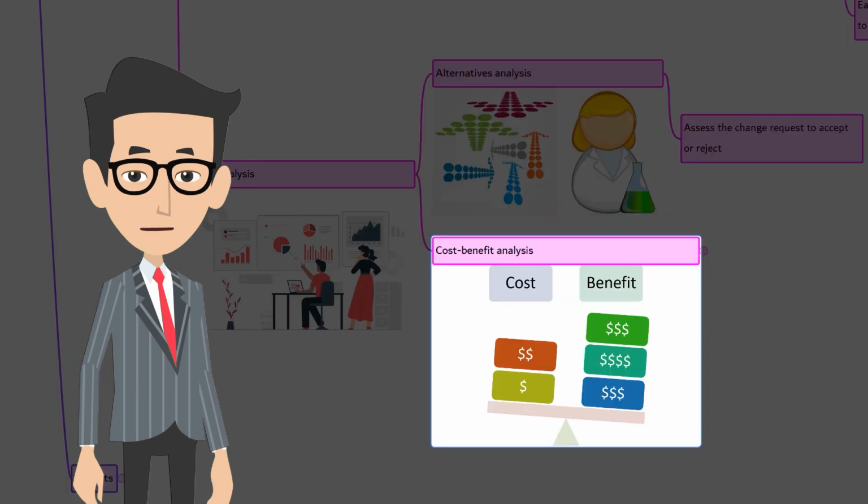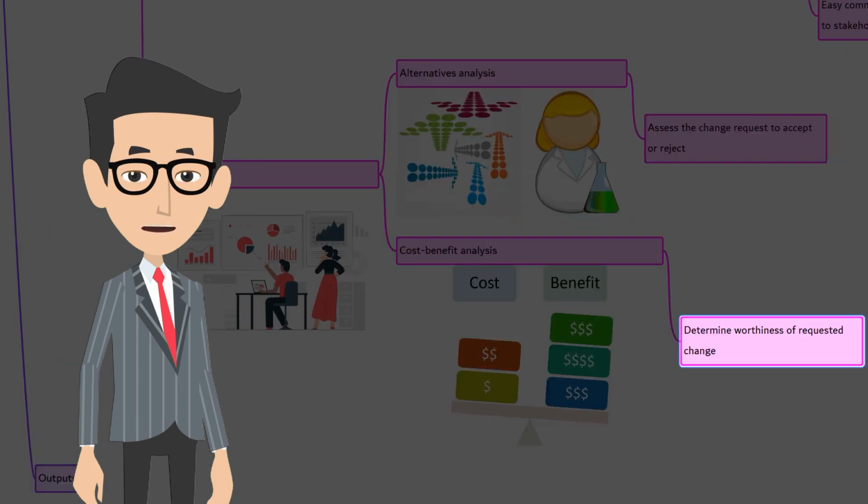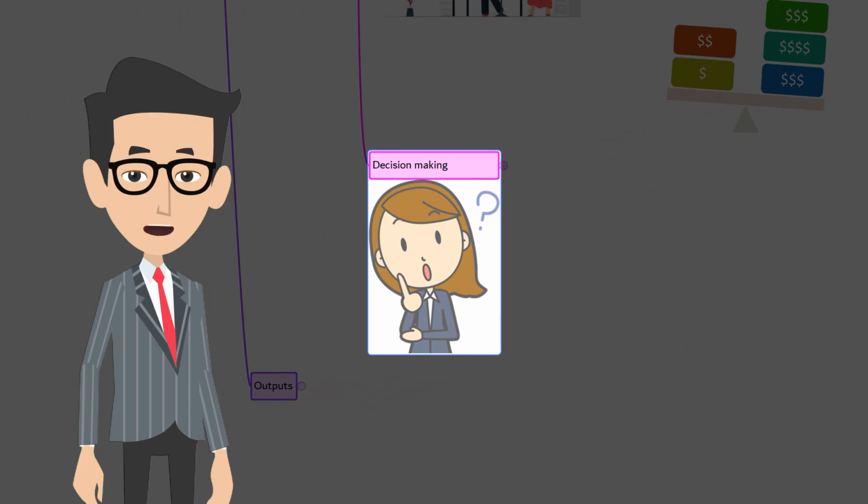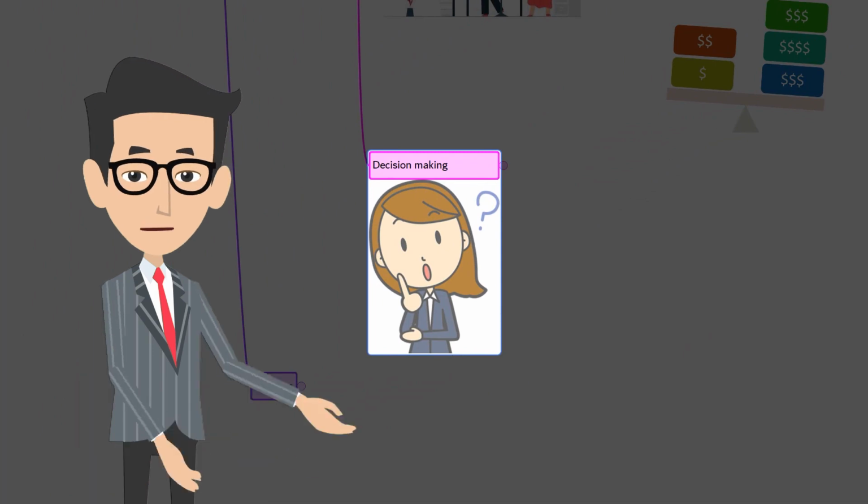Cost-benefit analysis. This analysis helps to determine if the requested change is worth its associated cost. The next one is decision making. Here we have four in the list.